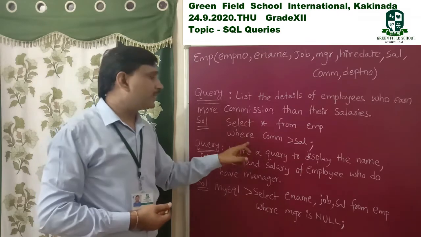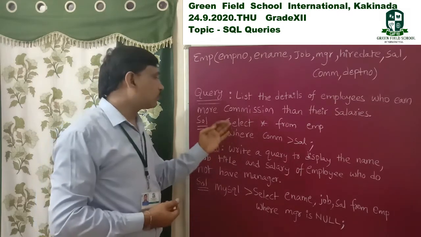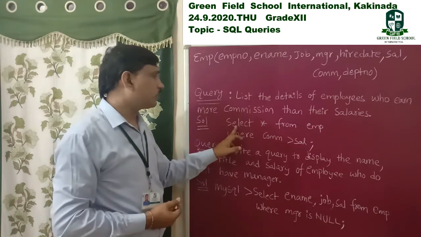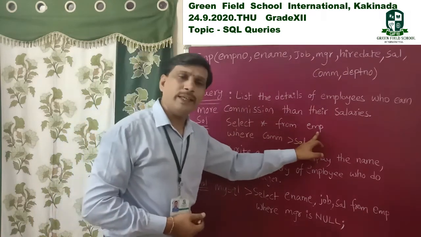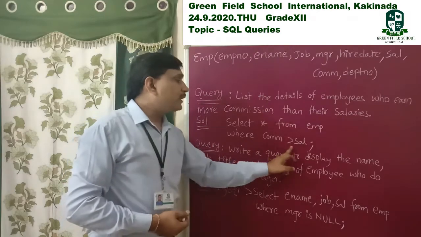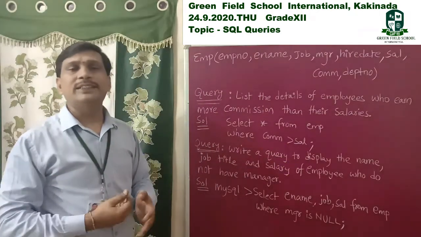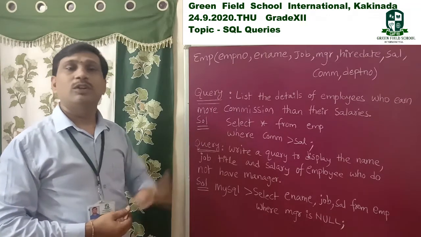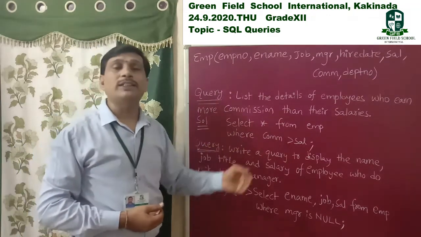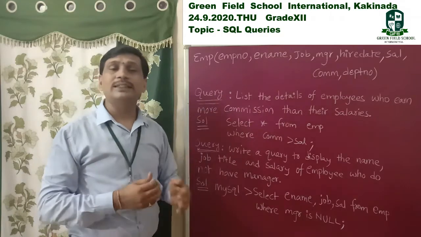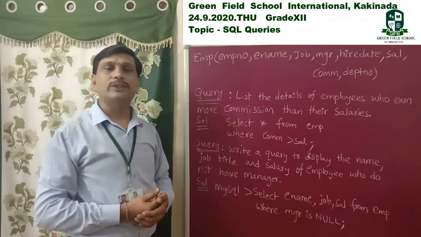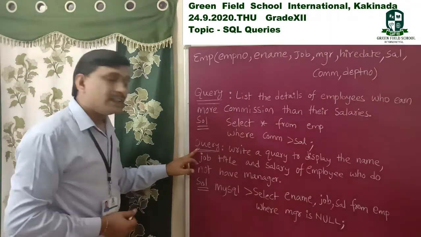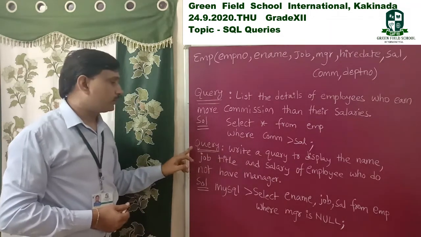They are not asking for any output, they are asking for a query. How to write the query? This one is the query: select star from EMP where COMM is greater than SAL. When we execute it, suppose this table has 4 employees with this condition, then it displays those 4 employees with all the details. That is the output when we execute this query.